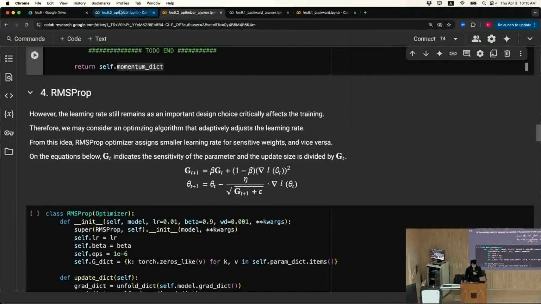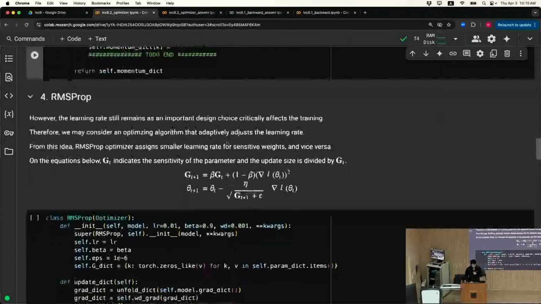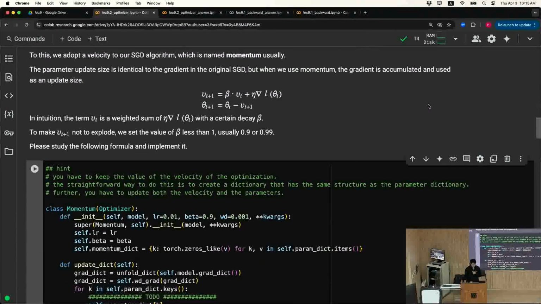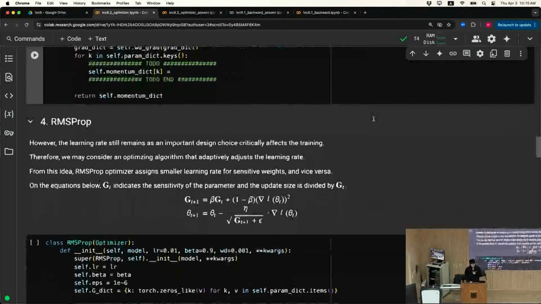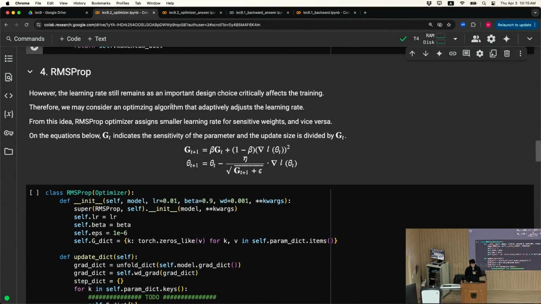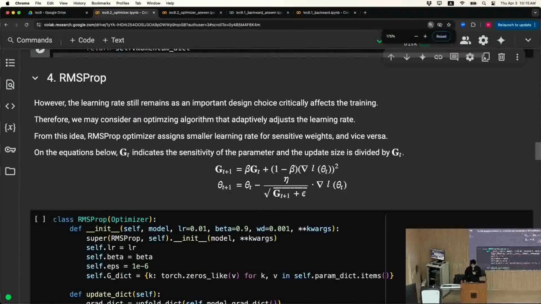Okay, so let's now do something slightly more complicated called RMSProp. Even momentum itself, not many people use. RMSProp people often use it. So what is it?